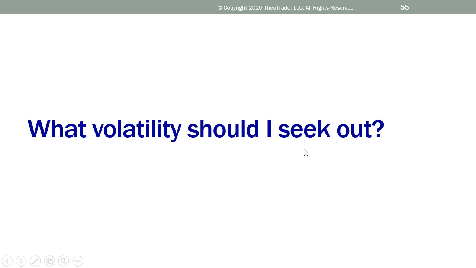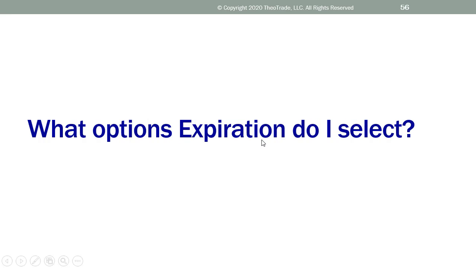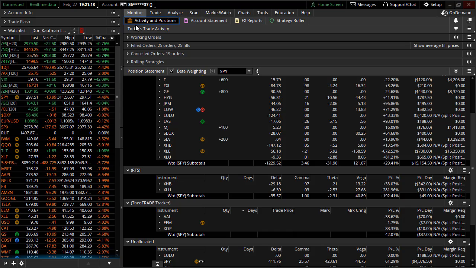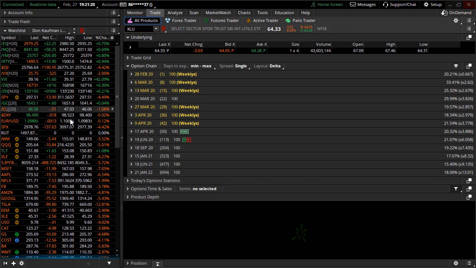You got to know what's going to make a viable candidate. What volatility should I seek out? That's critical. We're talking about volatility, but if it's too volatile, you don't stand a chance. If it's not volatile enough, you don't stand a chance. You have to have the right volatility. What expiration do I select? Have you guys looked at an option chain lately?